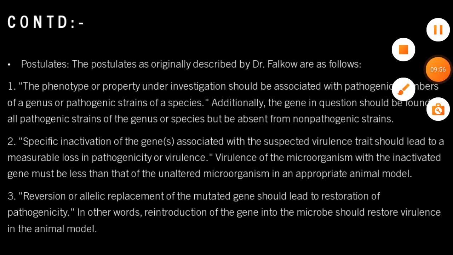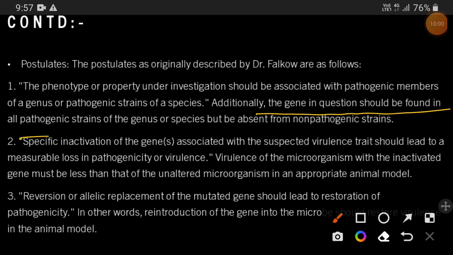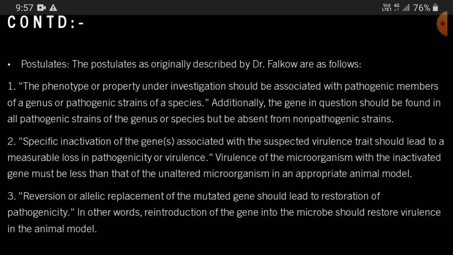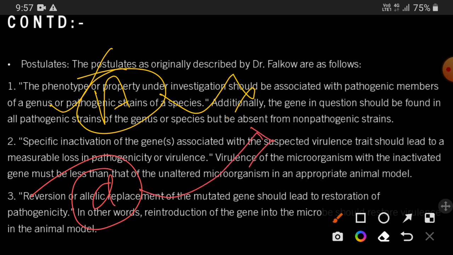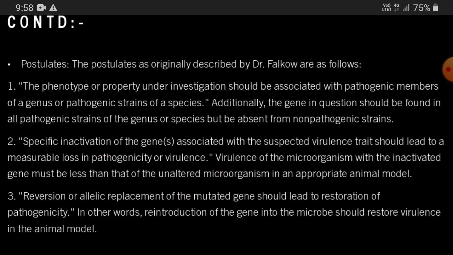And additionally, the gene in question should be found in all pathogenic strains of the genus or species, but absent from non-pathogenic strains. And again, there will always be a gene behind every disease. Okay, so a particular pathogen, suppose A, is causing the disease, it should contain a particular gene that helps A to cause the disease. Similarly, the same A, with the help of small a, does not cause the disease because it lacks that particular gene. Okay, that means the causative agent is not the main cause, but inside the causative agent, the gene that is present is the main problem for us.